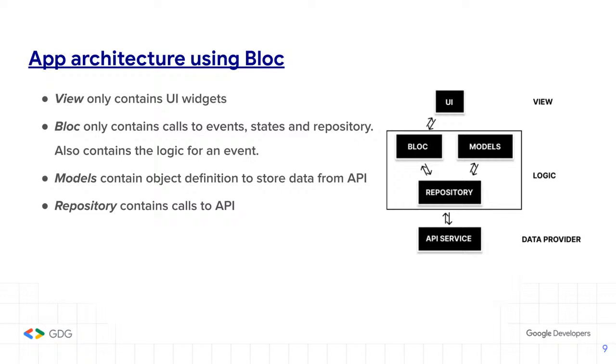So I can have something called an account model, or user model, or weather model. Models are basically used to store data that comes from the API so that it's easier to pass them into the UI. And repository contains calls to API. So repository is a totally different folder that's going to contain methods that make calls to API.